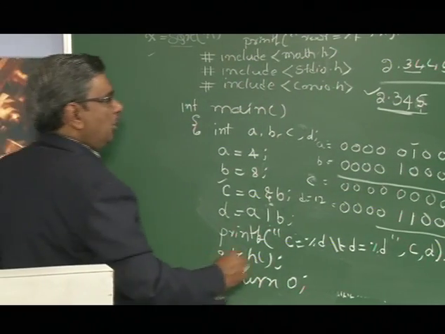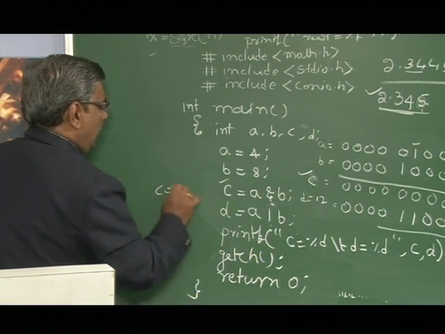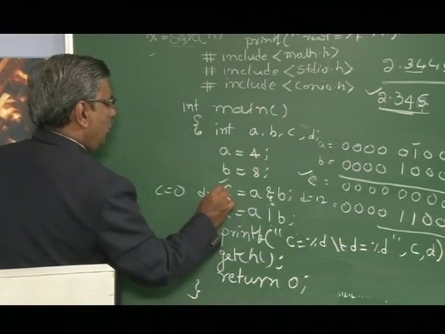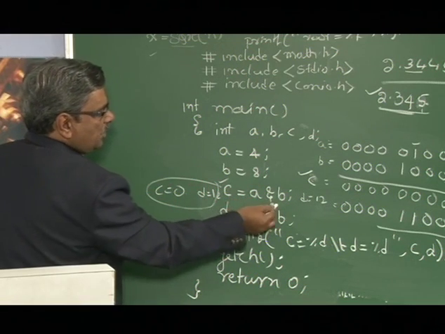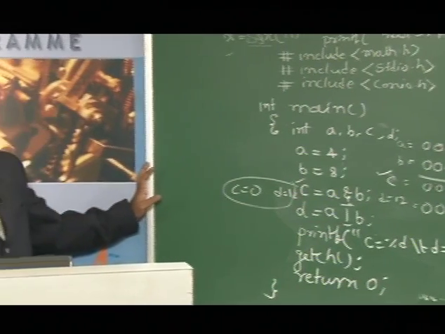When you run this program, the value of C will be printed as C equal to 0, and after a tab you will get D equal to 12. That is the output you can use. So this is how we can use the bit operators available in the C programming.